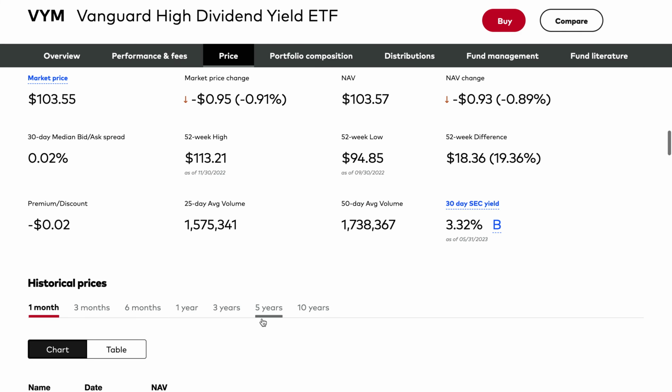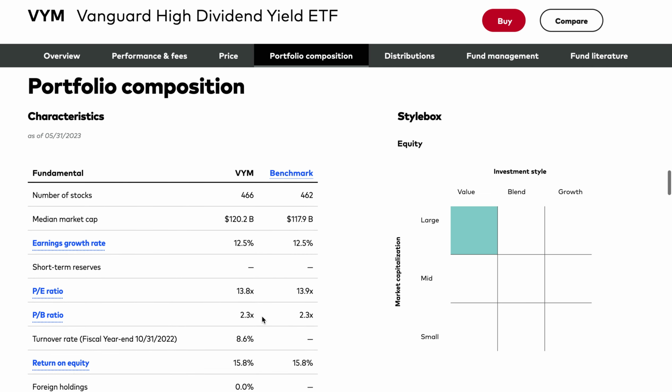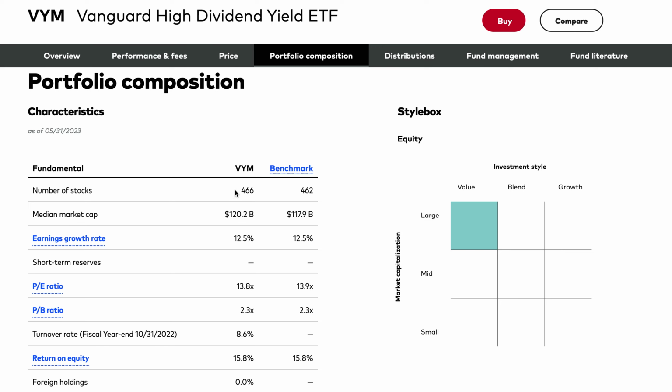Scroll down, we're going to go look at the composition here. So pretty diversified. It's got 466 stocks in here. Earnings growth rate is a lot lower at 12.5%. So the earnings aren't growing as high as VOO, for instance, at 18% per year. They're growing at 12%. So that kind of makes sense because they're more mature companies, or I'd expect them to be more mature companies included in this ETF.